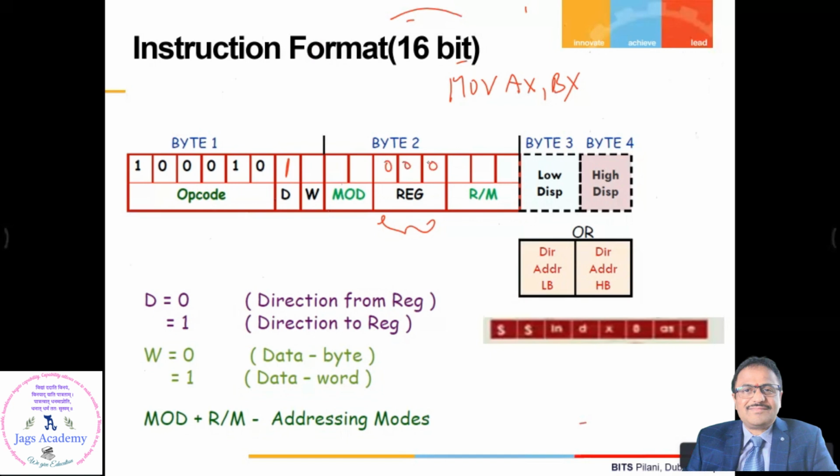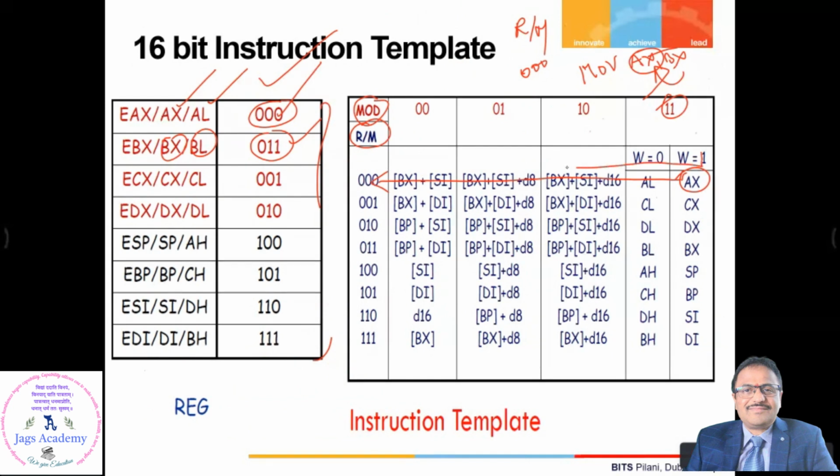0 0 0. Okay, can you tell me what is the mode bit and what is R by M? See the table. You selected direction to the register. You selected this register, REG. But for R by M, you have to select this, right? Now can you tell me what is the mode bit for this? Mode bit and R by M. Mode bit is 1 1 only, because it is going to the register, not to the memory, right?